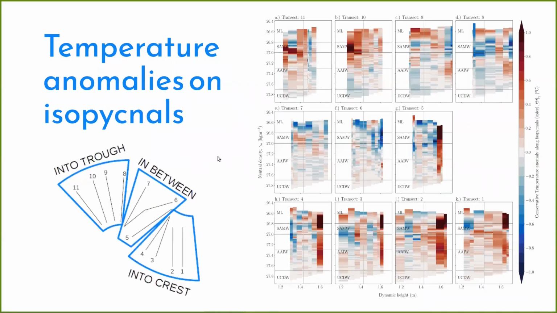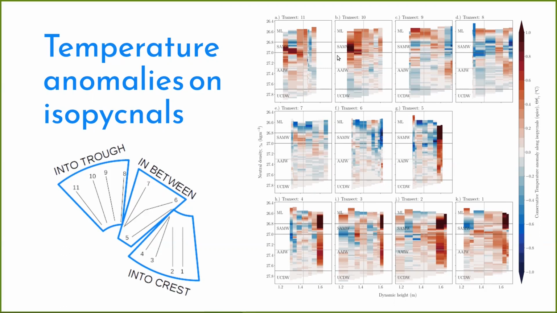And what we did was calculate the anomalies by subtracting, for each transect, the real fields minus this mean field, and then you get a long stream anomaly. We've calculated these anomalies on isopycnals, so they are not due to heave. You see purely the anomalies on isopycnals.